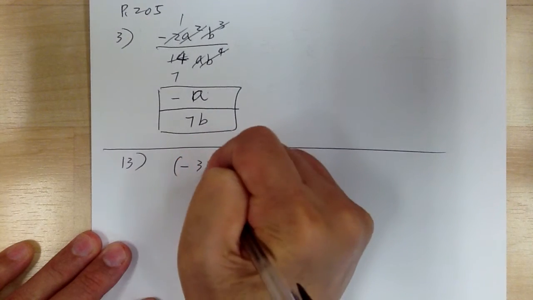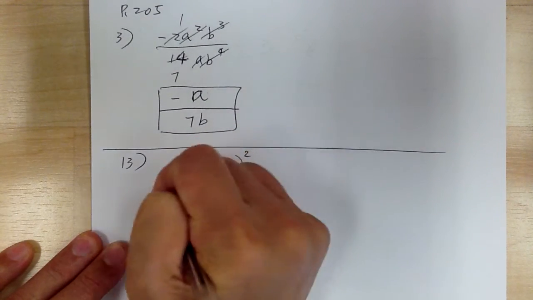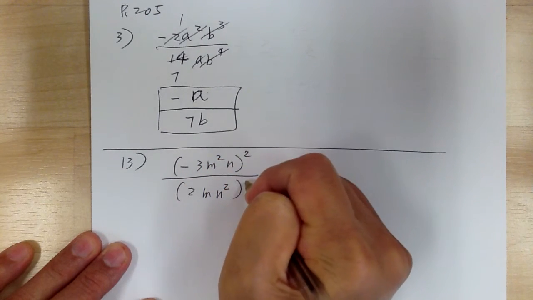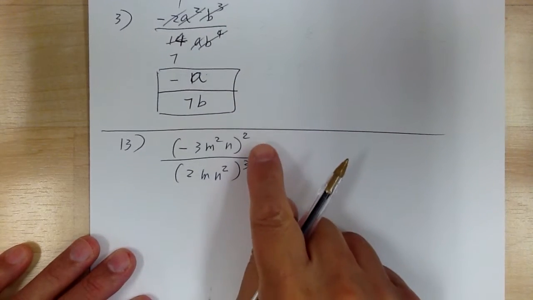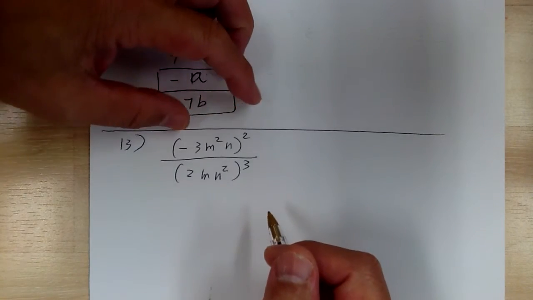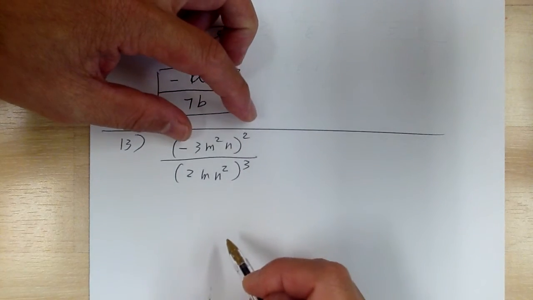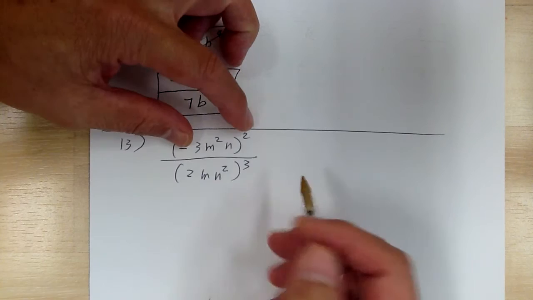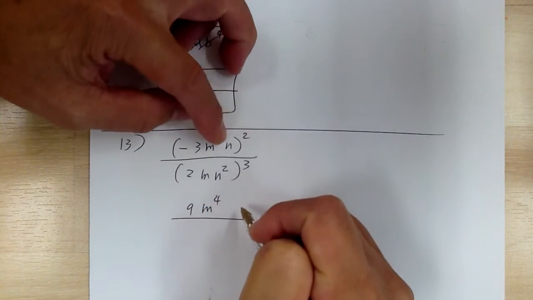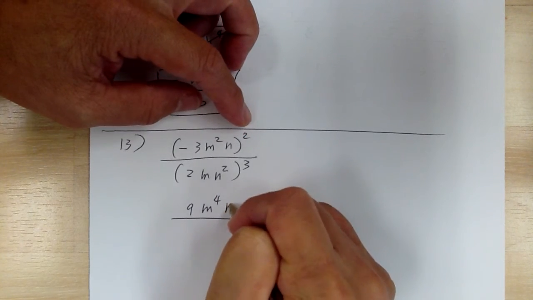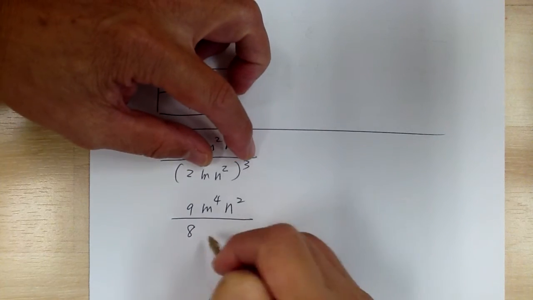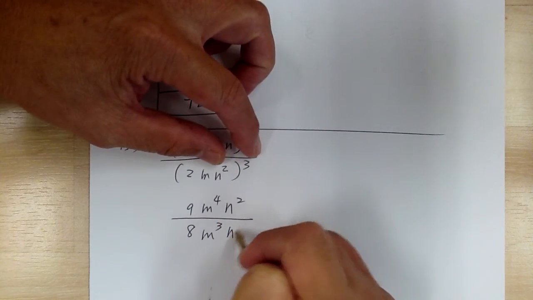You have negative 3m squared n squared over 2mn squared, to the 3 power. So when you have exponents, you have to apply the power rule first. So let's go and do that. Again, you have to cube every single part. So negative 3 squared will give you 9. M squared squared will give you m to the 4. N to the 2 power will give you n squared. This part will give you 8. And this will give you m cubed. This will give you n to the 6.